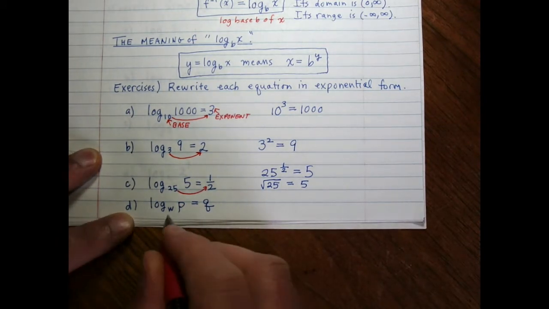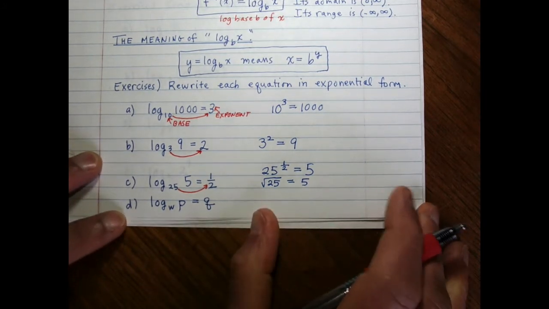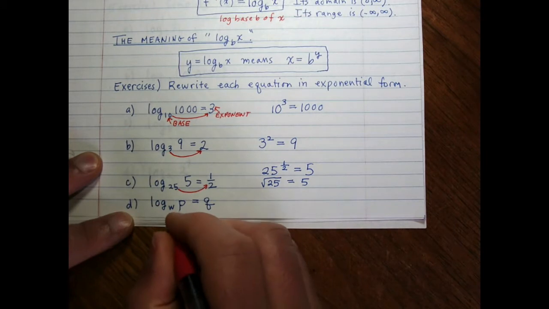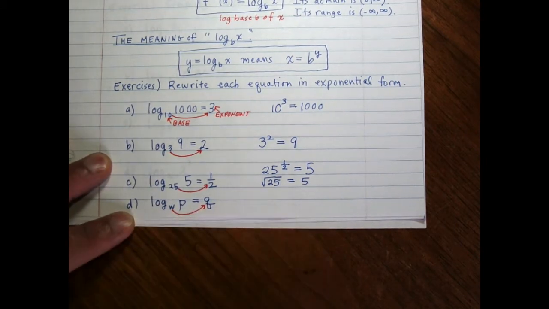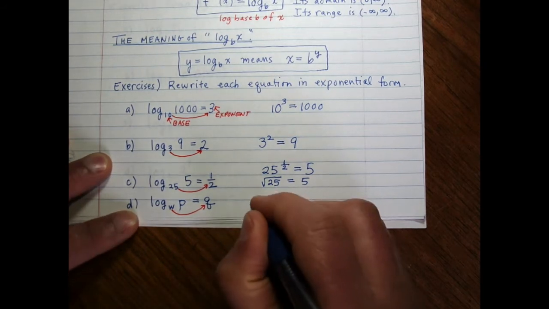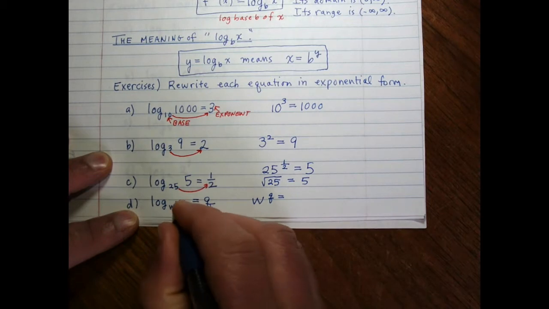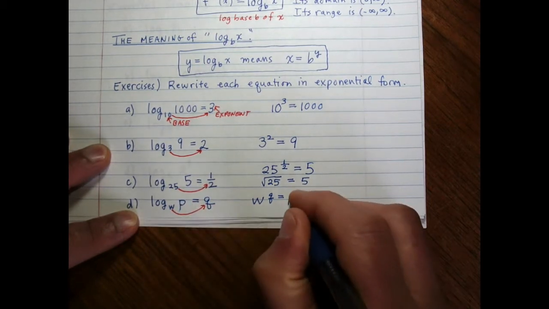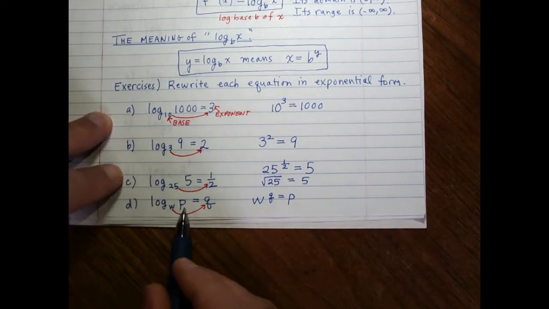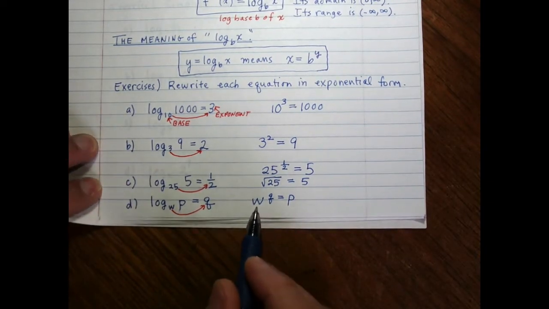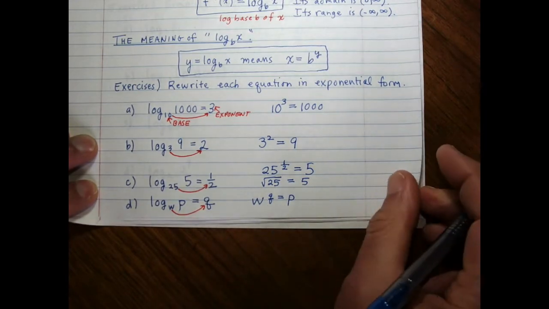And one more here, just with some symbols and variables involved. Log base W of P equals Q. No numbers here, we just have to rewrite this as W to the Q power. So that's saying W to the Q power is equal to what's inside the logarithm, P. So log base W of P equals Q is another way of saying W to the Q power equals P.